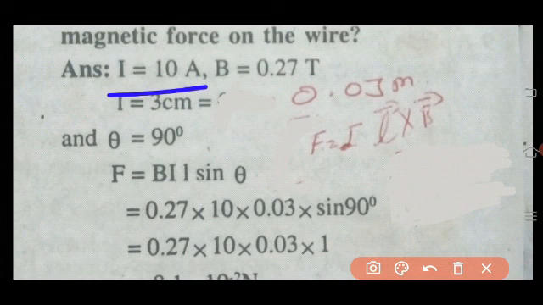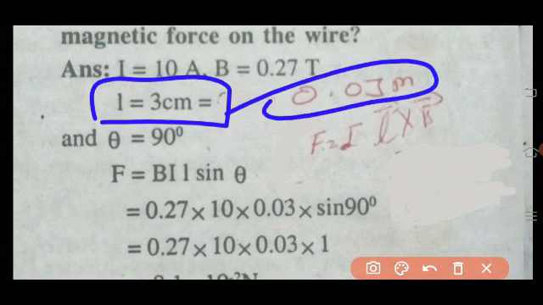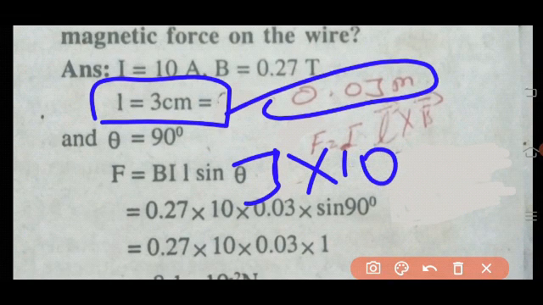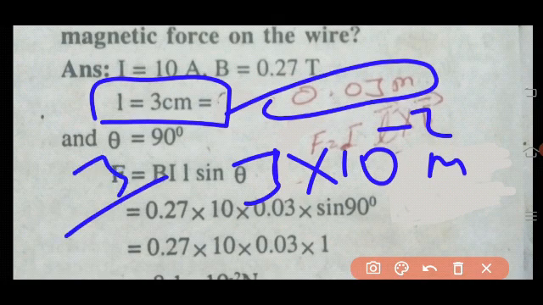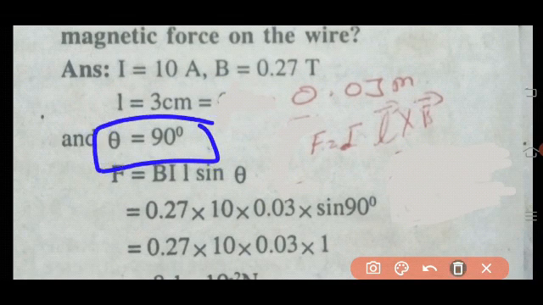The given things are I equal to 10 amps, the magnetic field is 0.27 Tesla, and the length is 3 centimeter. Convert it into meter: 3 by 100, that is 0.03 meter, or you can write it as 3 into 10 to the power of minus 2 meter. Then the angle, which we found using the diagram, is theta equal to 90 degree.